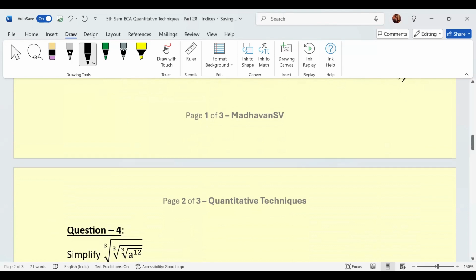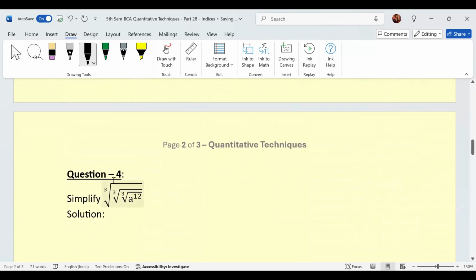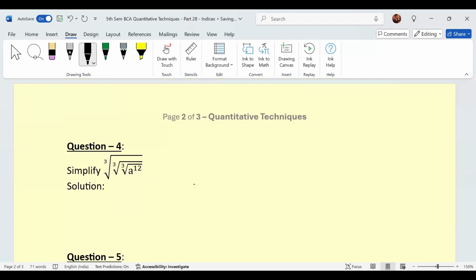Simplify cube root of cube root of a to the power of 12. So this will be rewritten as cube root of, now a to the power of 12 to the cube root, which means it is a power 12 to the power of 1 by 3.